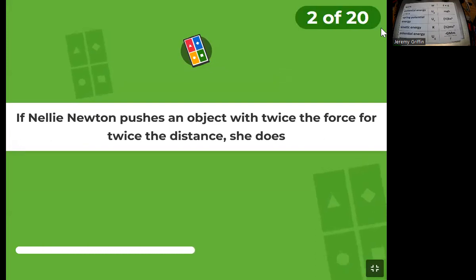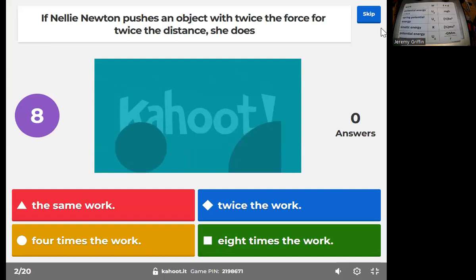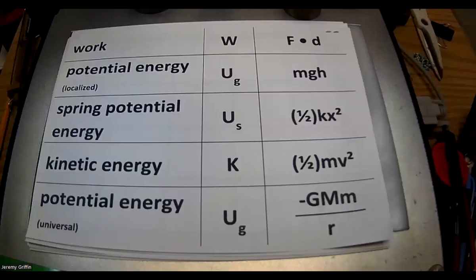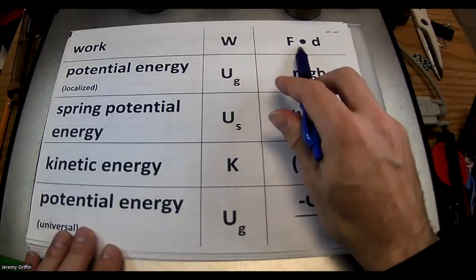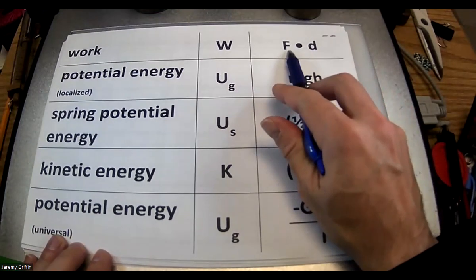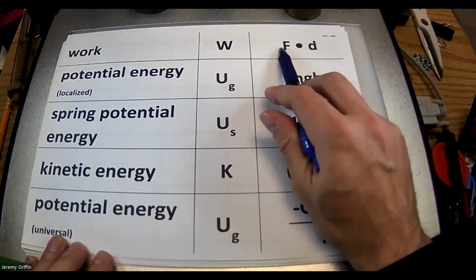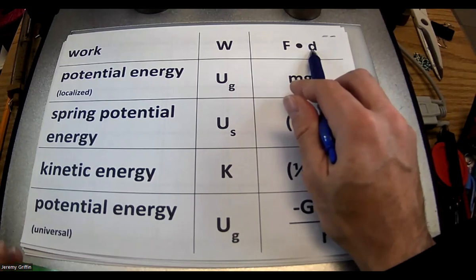Millie Newton pushes with twice the force for twice the distance. Yeah, 4 times the work. Let's switch back over again. Why would it be 4 times? Well, if you have double the force and also double the distance, what is a factor of 2 times a factor of 2? It'd be 4 times, right?